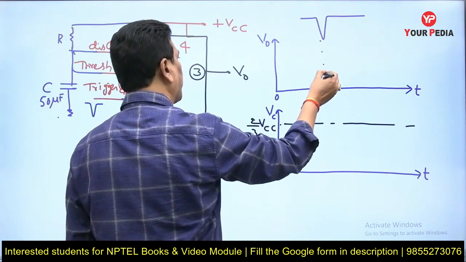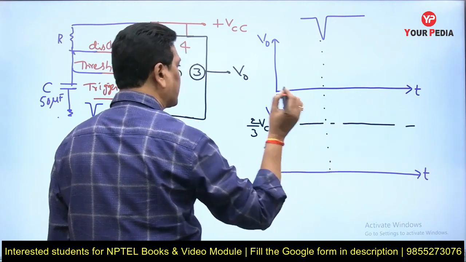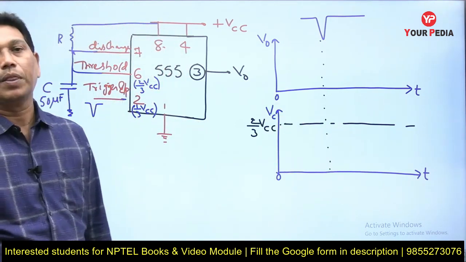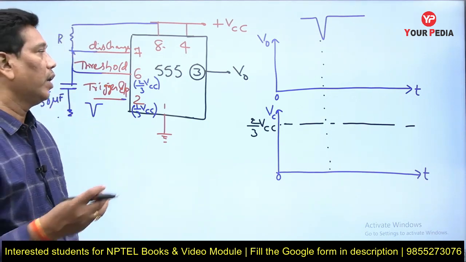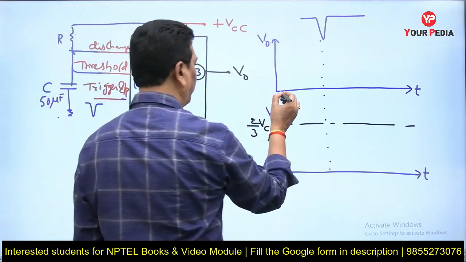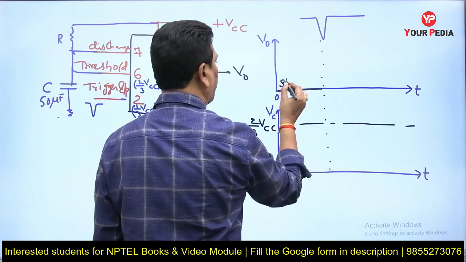Before applying a triggering pulse, you remember that in the case of a monostable multivibrator, the output should be in the stable state. That stable state is nothing but low. How do you say it is low, sir? That I can confirm to you.